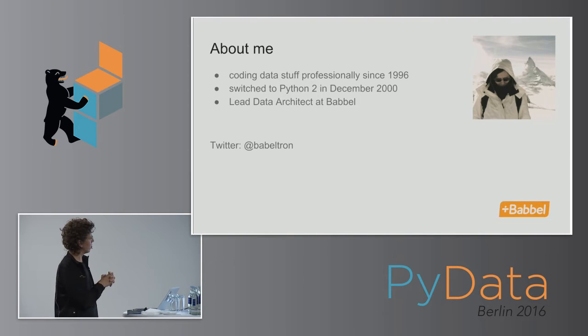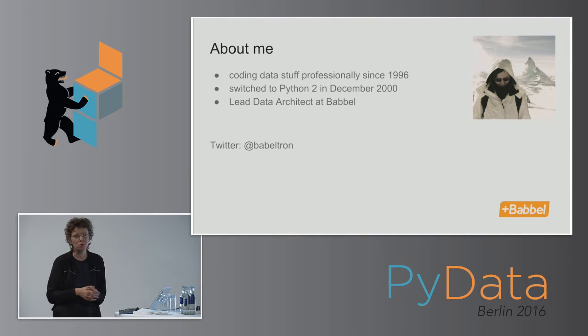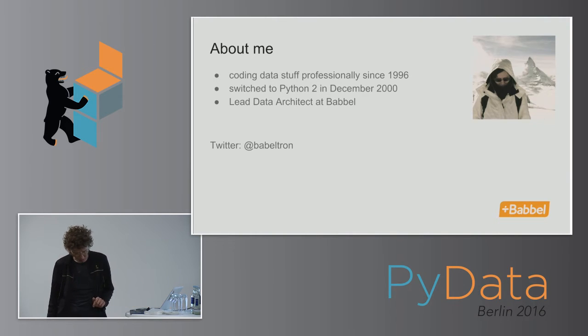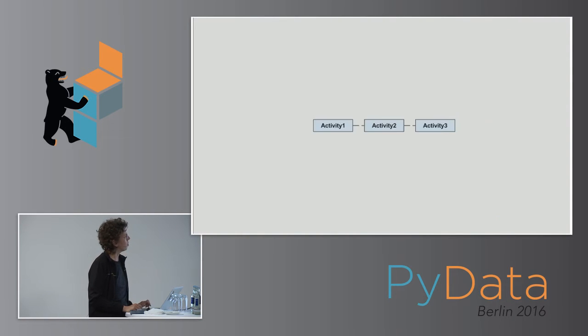So, who am I? I'm Anne. I'm coding data stuff professionally since a long time. I switched to Python 2 in 2000. So I still remember how this is. When people come and say, oh, Python 2 is the standard, it was similar back then. Of course, now I'm Python 3 only. I work at Bubble. This is a language learning company, so a fast growing startup, lots of data stuff. We also learned a lot.